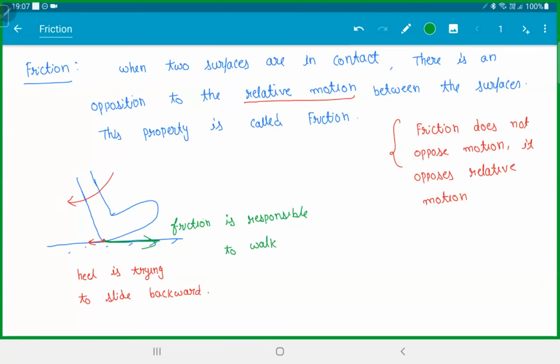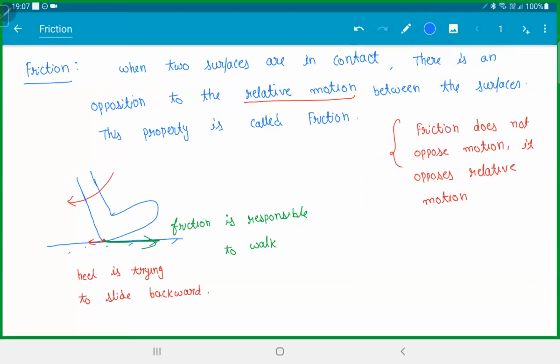It doesn't oppose motion. So people think like that: I'm walking forward, so friction is behind. No, because of friction, you're walking. You have to observe the point in contact. Your foot on the ground is trying to slide backward, and to stop that, the friction is acting forward.